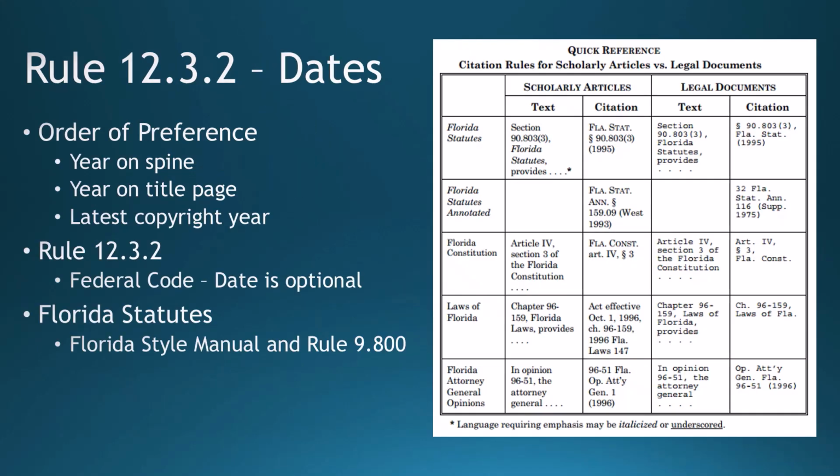Only state codes require a date. With federal codes, you can use a date if you wish. When using a date, the order of preference is the year on the spine of the volume, the year on the title page, and finally, the latest copyright page. If there is a range of years, give the whole range. If the volume is a supplement or replacement volume, give the year of the replacement, not the original. In Florida, you may need to refer to the Florida Style Manual and Rule 9.8000.